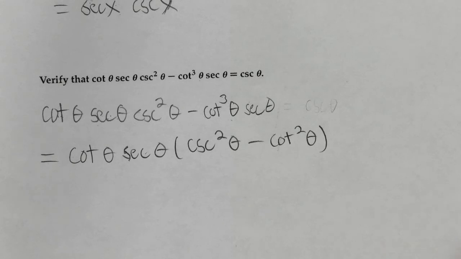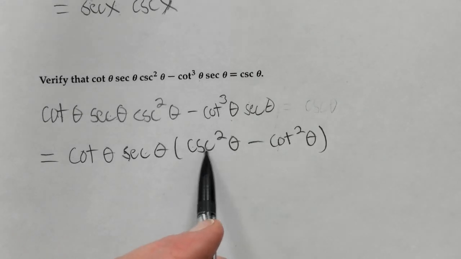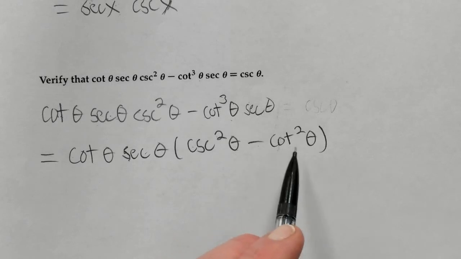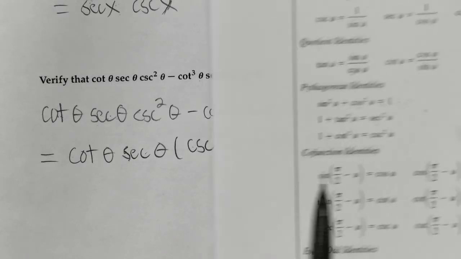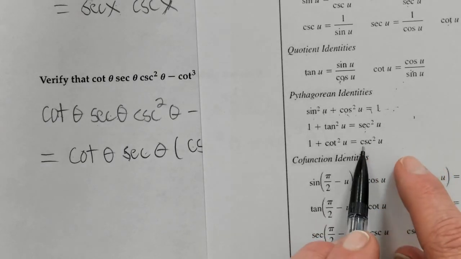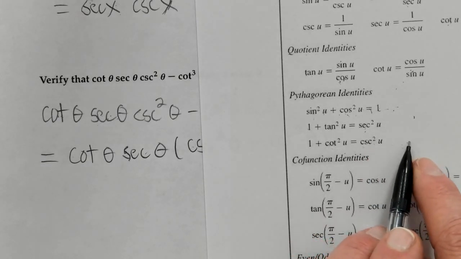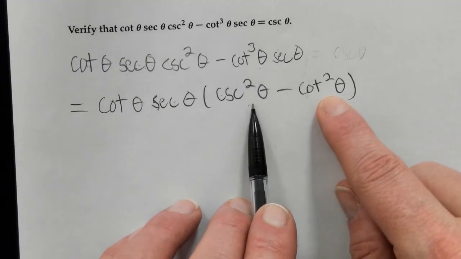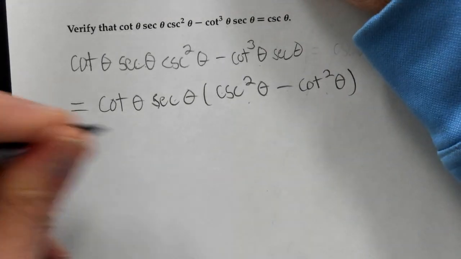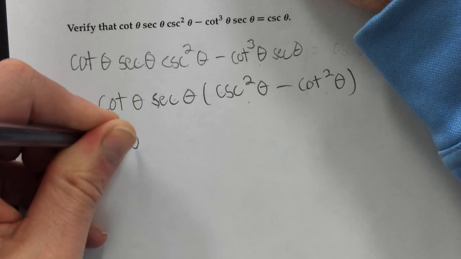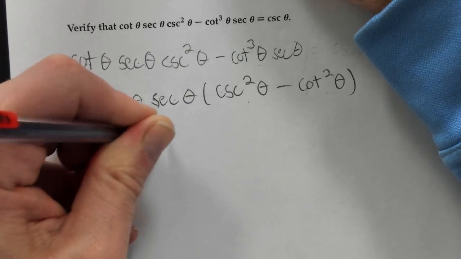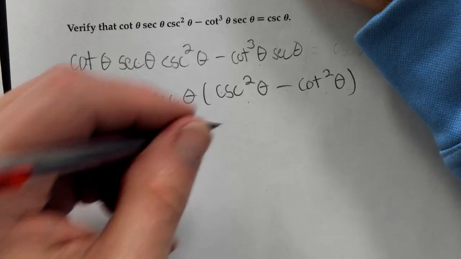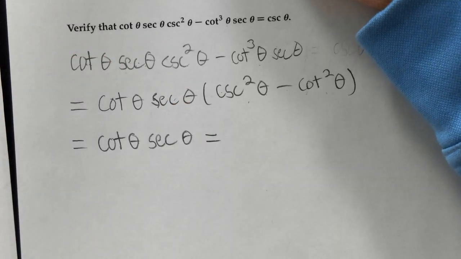So how does that make it better for us? Look at the parentheses: cosecant squared minus cotangent squared. Cosecant squared minus cotangent squared is equal to 1, right? So now this entire expression is equal to 1. So what are we down to now? Cotangent times secant. And so we're getting closer to what we want to turn this into.